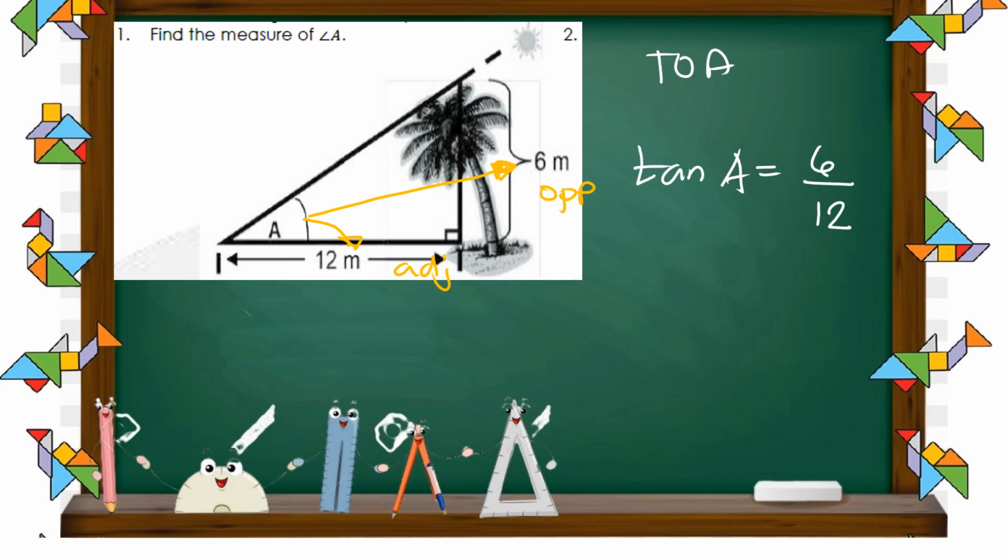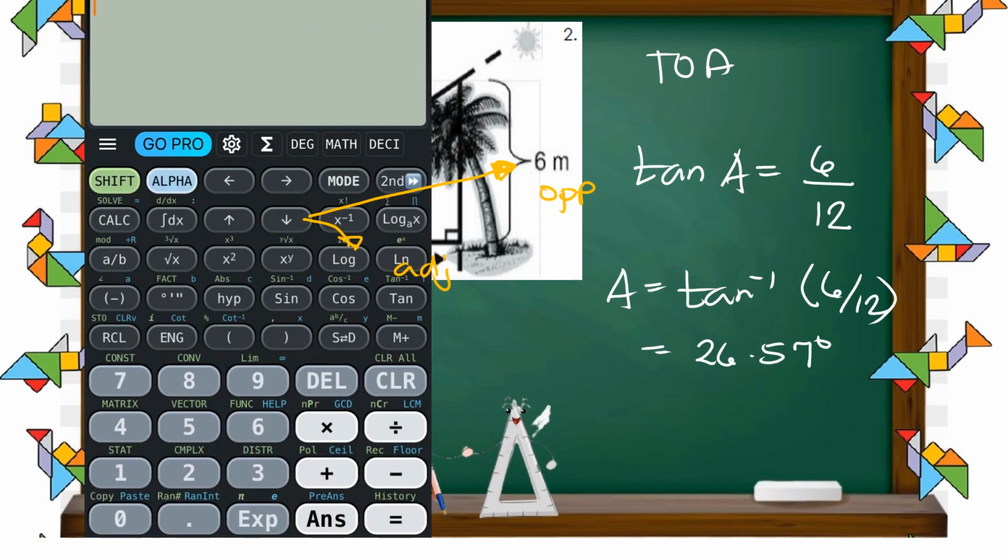So, we're going to have the angle A is equal to the inverse tangent of 6 over 12. And we're going to have 26.57 degrees as our angle A. So, to input that again, you're going to input shift tangent, then the parenthesis, that is 6 divided by 12, then the parenthesis, then your equal sign.